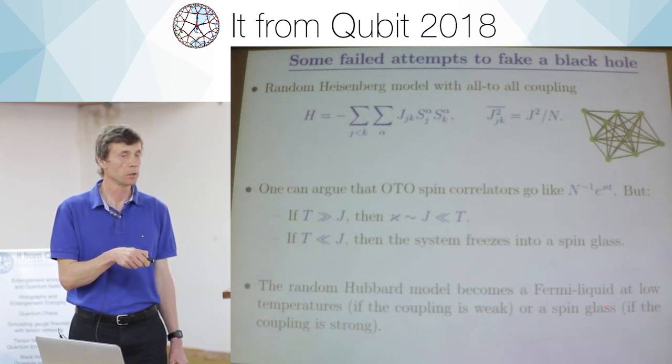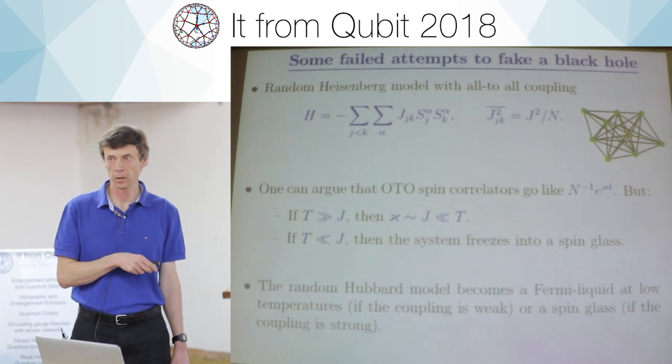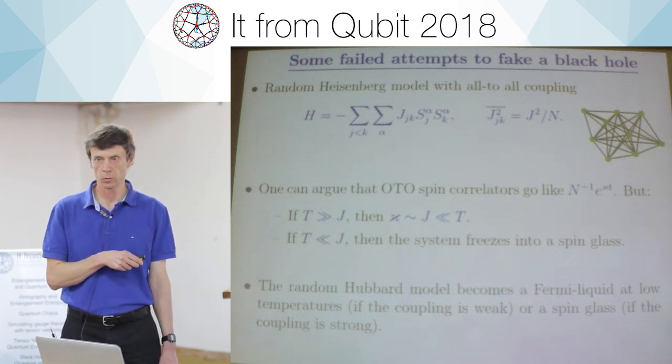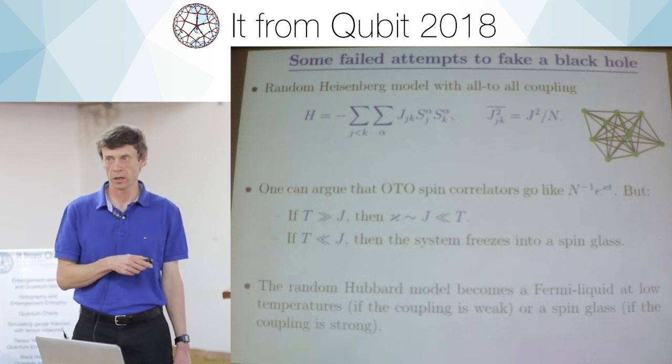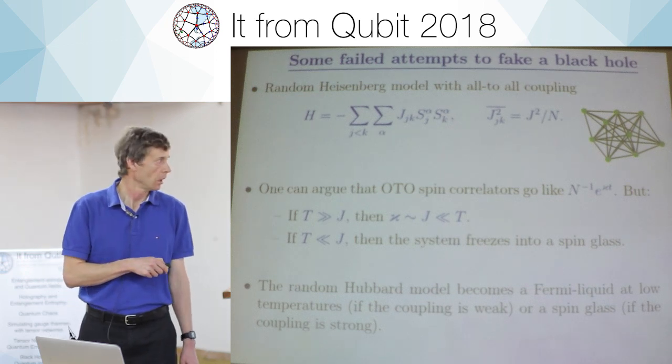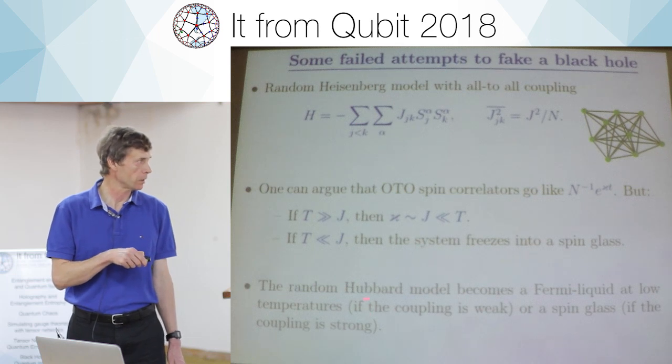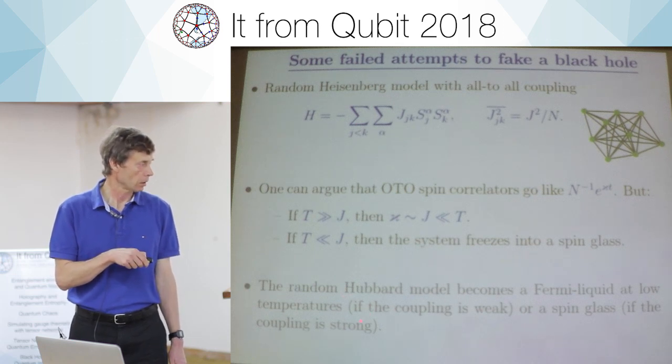Another model is a random Hubbard model. It becomes a Fermi liquid at low temperature. It doesn't develop a spin glass order, but it becomes a Fermi liquid. It's a kind of boring state, almost free fermions. However, here there is a possibility to construct something interesting.